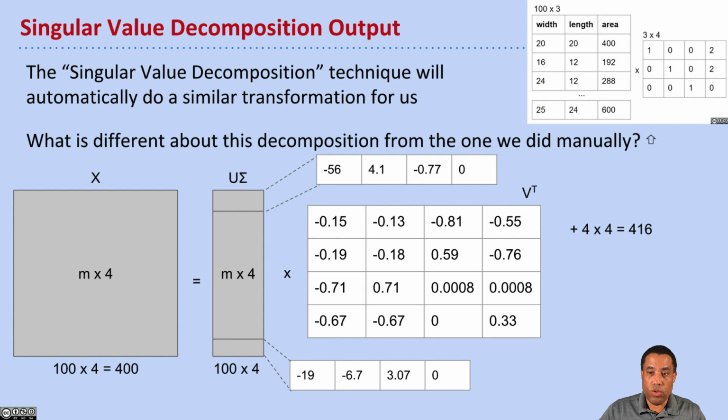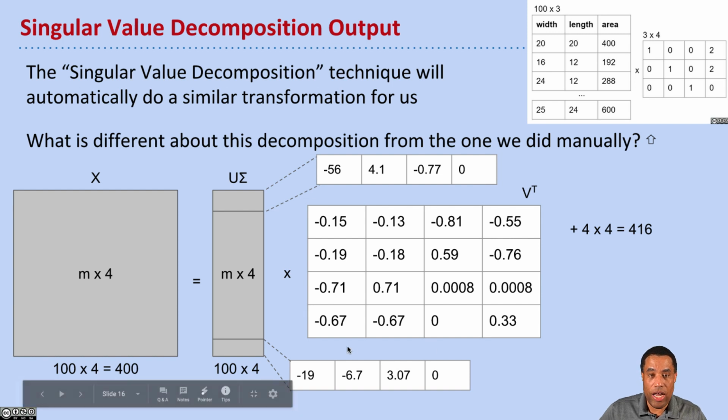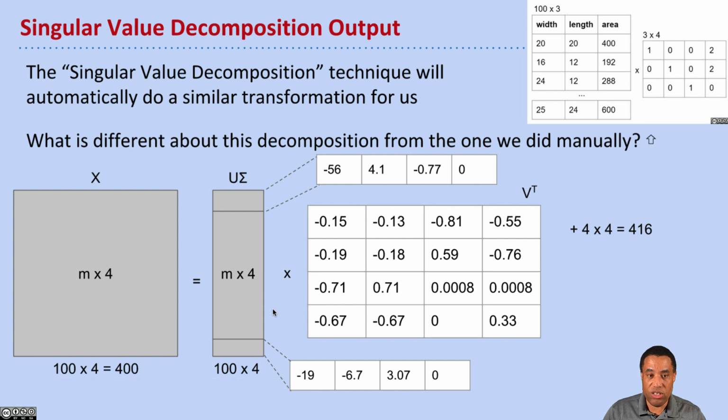Okay, so we can ask the question, what's different about this decomposition from what we did manually? One thing we observed was that we ended up with our 4 dimensions in U sigma. We did not end up with 3 as we expected. If we look in the upper right, you can see what we ended up with when we did this manually. We ended up with a matrix that was 100 by 3, not 100 by 4.